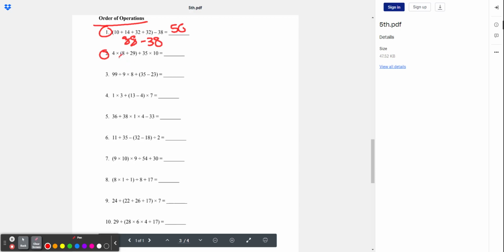Number 2. So we're going to do what's inside the parentheses first. 8 plus 29, that is 37. So it becomes 4 times 37 plus 35 times 10. Now before we add, we're going to do multiplication. So 4 times 37 is 148 plus 35 times 10, 350. So our answer is 498.